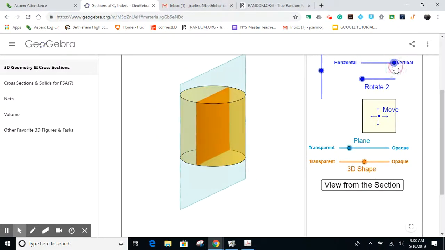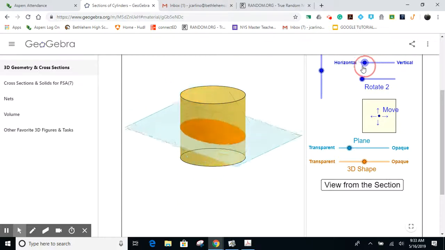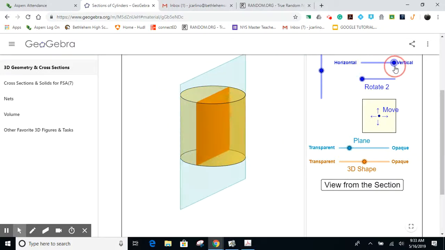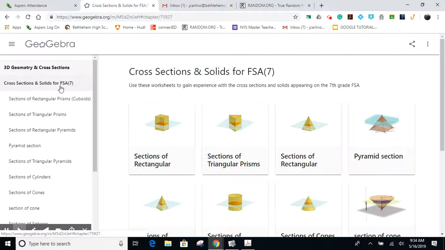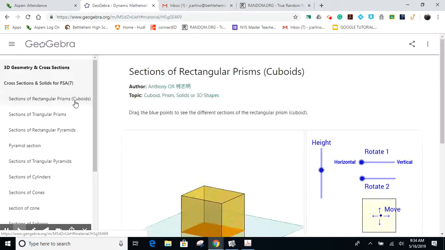There we go. Cut it vertically. What happens? It's a rectangle. And that's also a cross section of a cylinder. It all depends on how you cut it. We cut it horizontally, it was a circle. We cut it vertically, it was a rectangle. Good there. Oh, I'm not done. Wake it up here. Where do I want to go? Prisms.